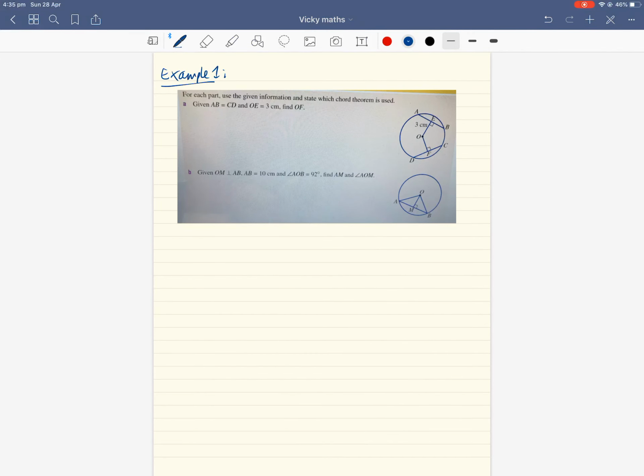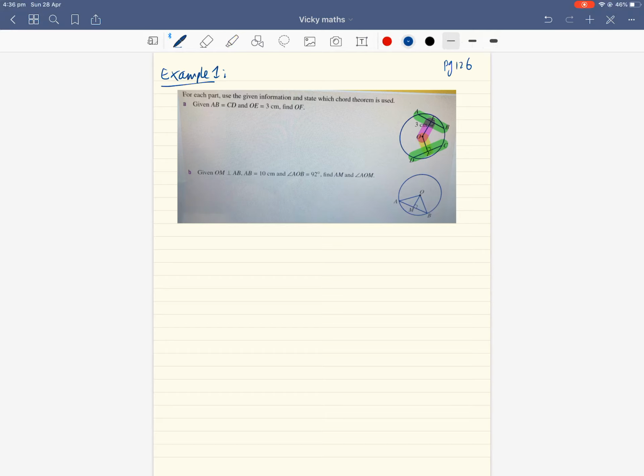So the examples I'm doing are taken from page 126 of your textbook. If you don't want to copy it out, just reference back to that. So example 1, okay. We have to use the information given and find the missing angle or line. Part A says, given AB is equal to CD, so we know that this chord AB is equal to the chord CD, and we know that the distance from the center to that point E is 3 centimeters. What is O to F?